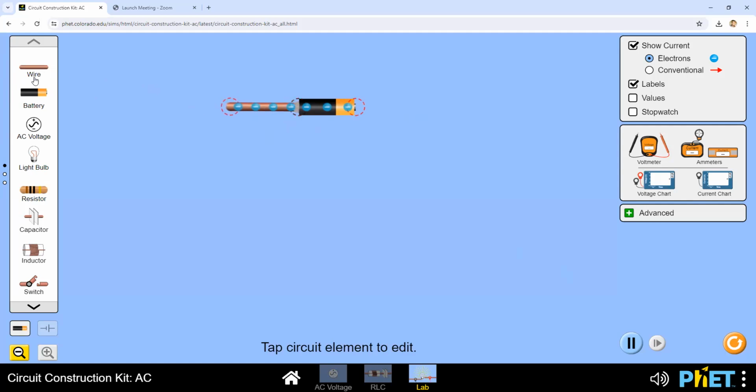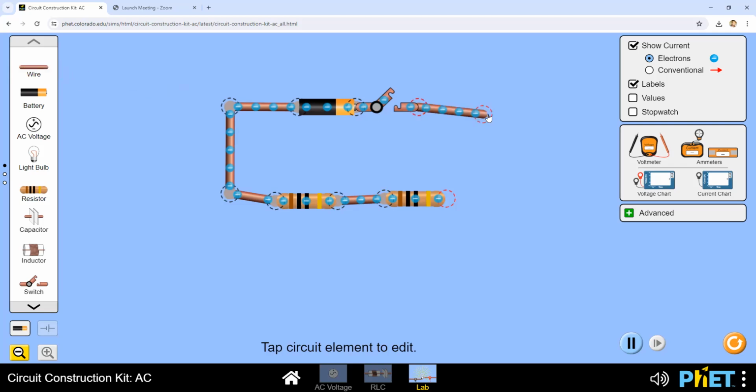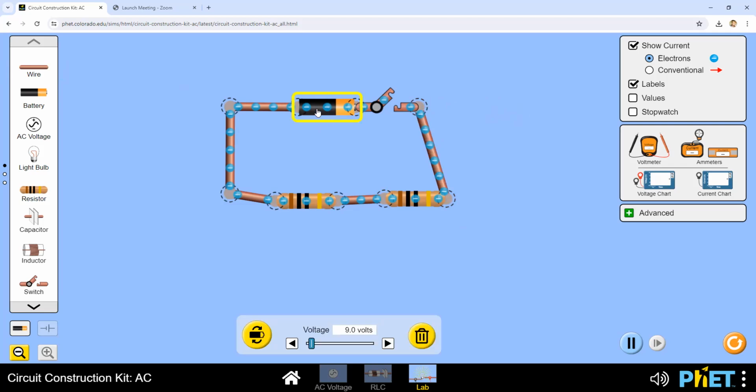So let's build a circuit with 2 resistors. I like to put a switch in. It's pretty intuitive, right? You just kind of connect the wires together, and the resistors are here, so let's put 2 of them in. Like I said, you don't really need to have these wires. They're just there to help you visualize things better. And if you want to change anything, you just click on the circuit element.